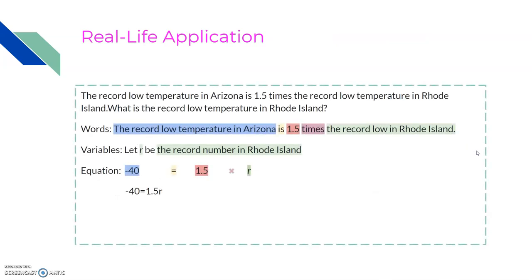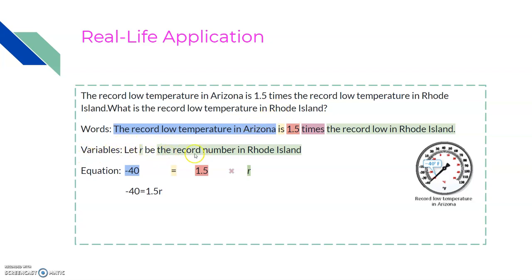Alright, now for a real life application. The record low temperature in Arizona is 1.5 times the record low temperature in Rhode Island. What is the record low temperature in Rhode Island? We have the record low temperature in Arizona is minus 40 degrees Fahrenheit. So these are the words. Again, we are taking the equation out of the problem. The words are: the record low temperature in Arizona is 1.5 times the record low in Rhode Island.